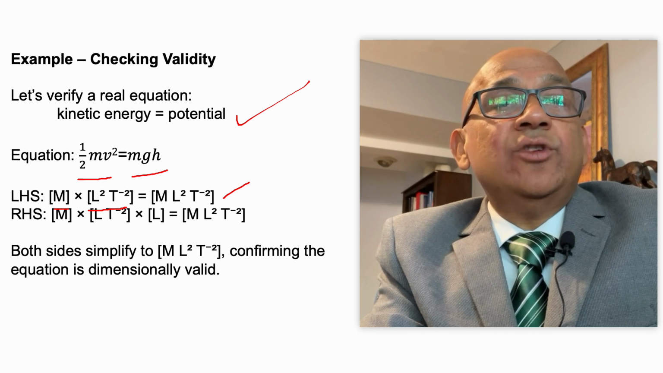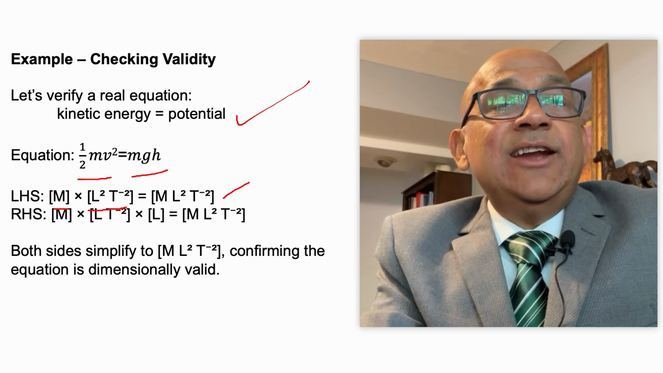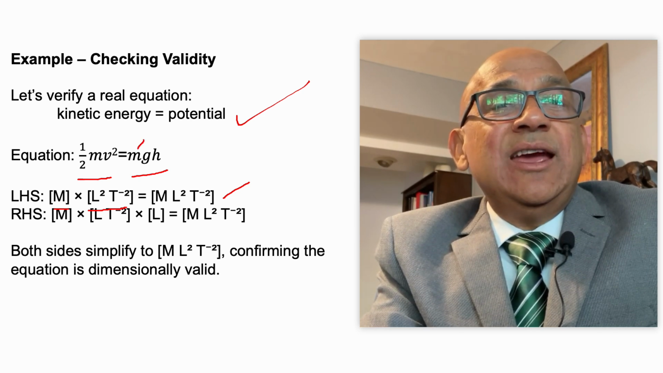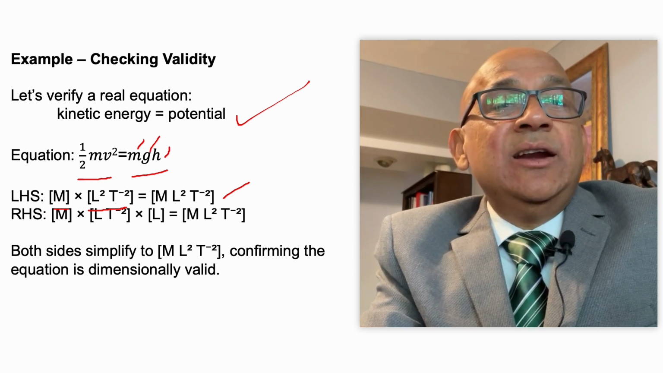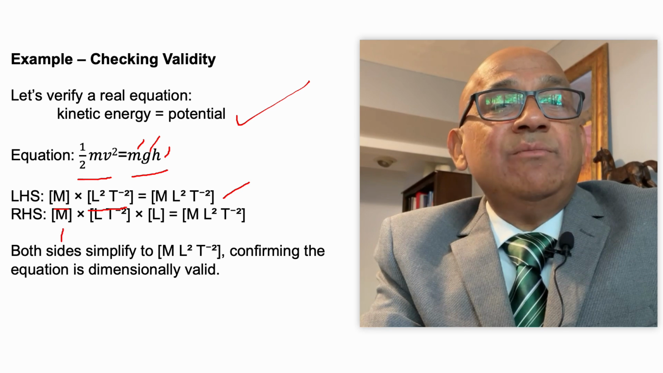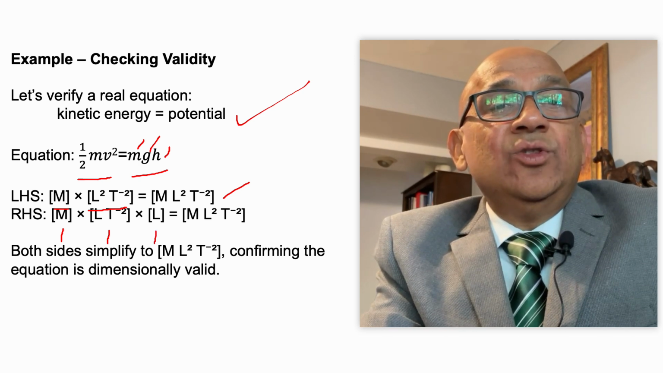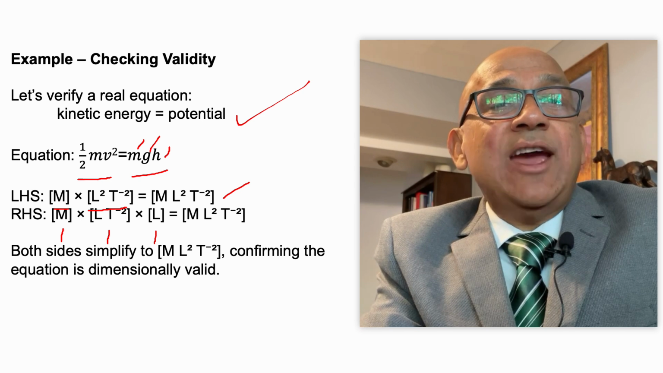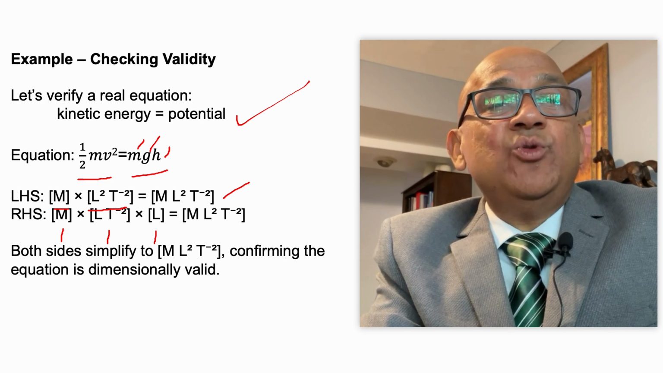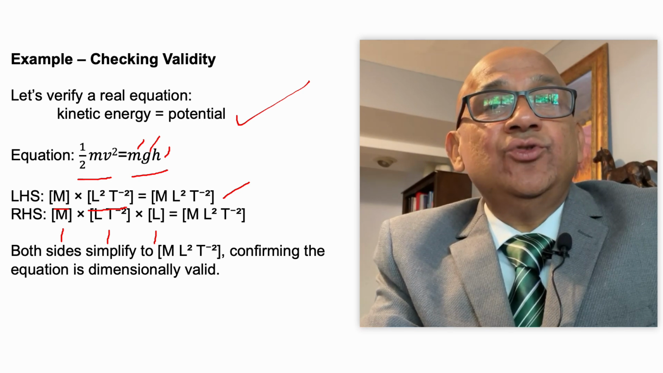Now let us look into the right hand side. The right hand side has mass, and then acceleration due to gravity and height. The dimension for mass again is M. For acceleration due to gravity it is L T to the power minus 2, and height has a dimension of L. So if we combine all these things together, we again end up with M L squared T to the power minus 2.